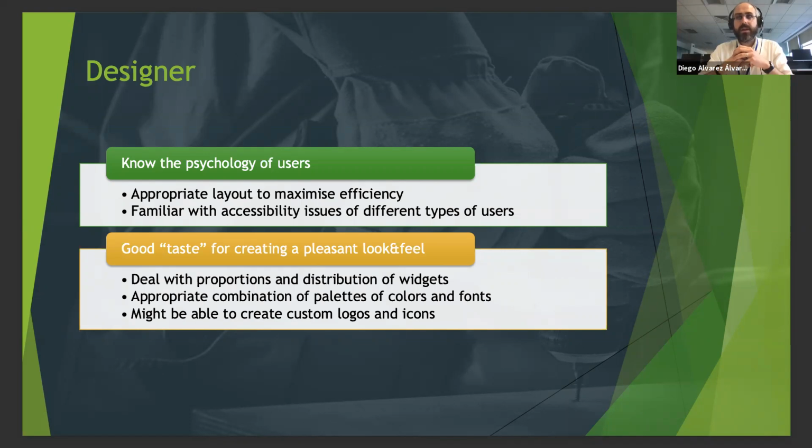It's the usual thing. Nowadays no one knows what a floppy disk is, but the floppy disk icon is still the one that you click when you want to save something. People are familiar with that. Where it comes from doesn't matter, but if you put some strange device as the icon to save, people will not know what that icon is about. And of course, a designer hopefully will have good taste for creating a pleasing look and feel, combining colors appropriately, and will deal with proportions and distribution of widgets and that sort of thing.